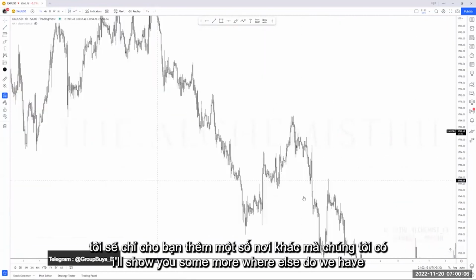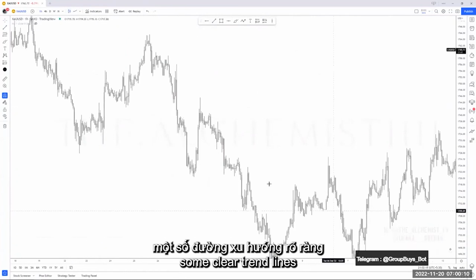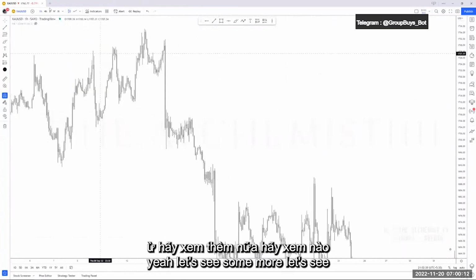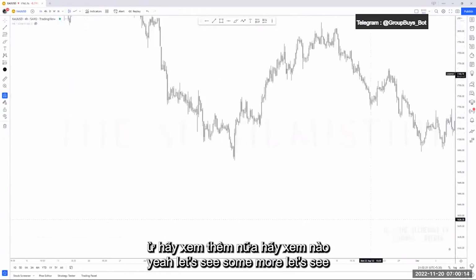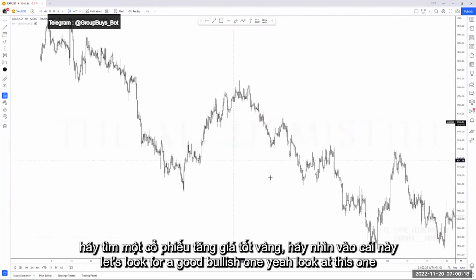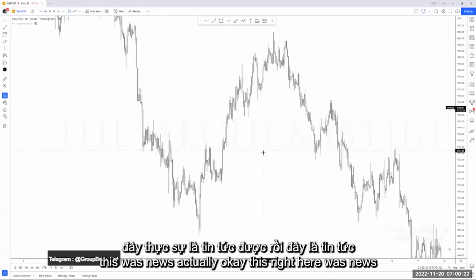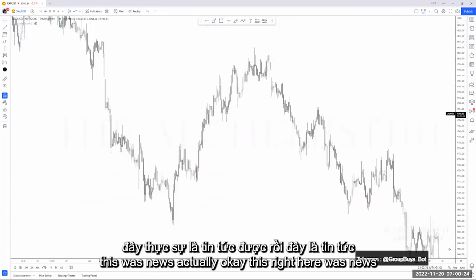I'll show you some more. Where else do we have some clear trend lines? Yeah, let's see some more. Let's look for a good bullish one. Yeah, look at this one. This was news actually. This right here was news.